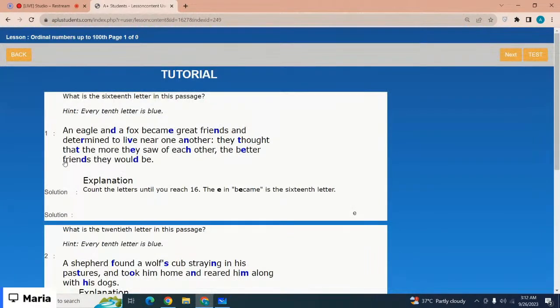What is the 16th letter in the passage? So which is the correct option? 16th, right? Every 10th letter is blue, right? So this is the 10th one. You have to count the 16th, so 11th, 12th, 13th, 14th, 15th, and 16th. That means E in "became" is the 16th letter, right?